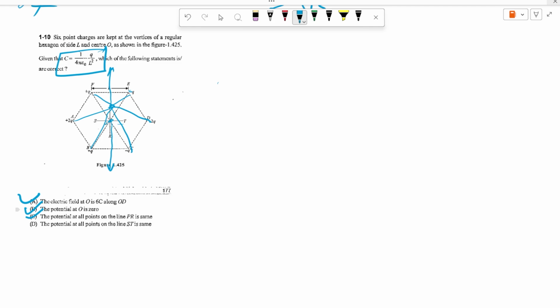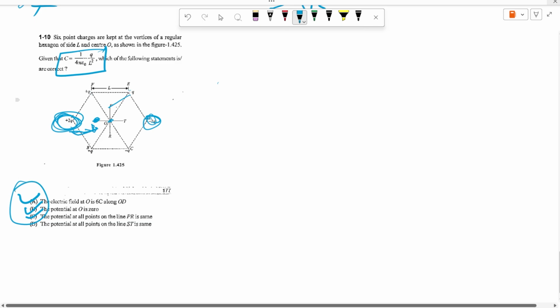Now the potential at all points on the line ST is same. Well, it cannot be the same because when we move to the extreme point S, what essentially happens is this is lacking behind the potential from this because the radius is quite small here. So I think the correct answers are A, B and C, and that is it for today, guys.